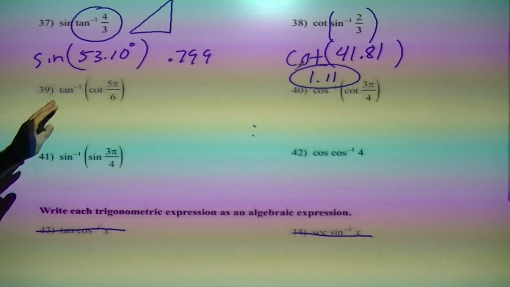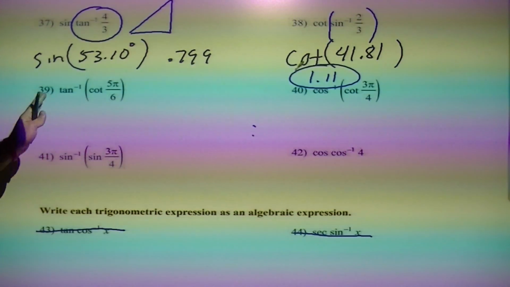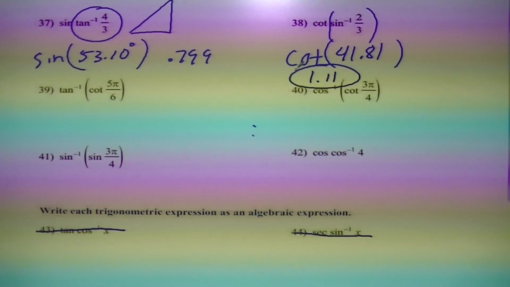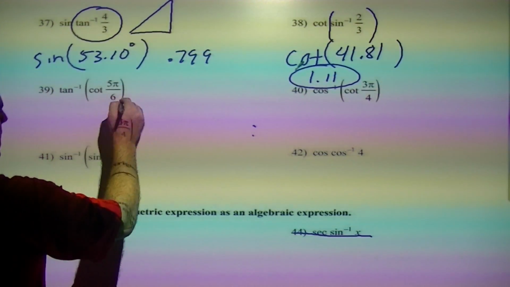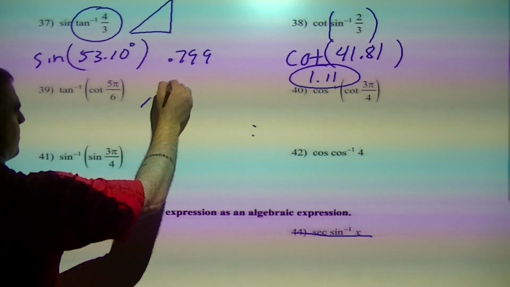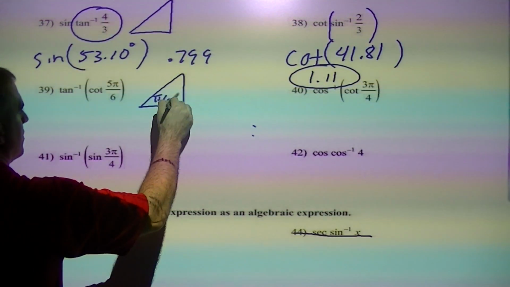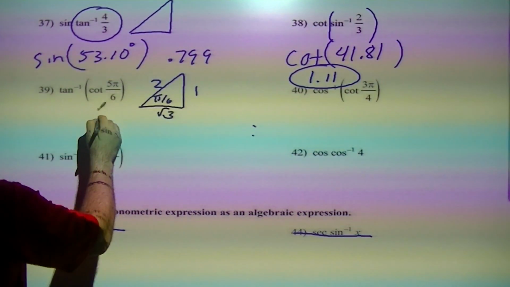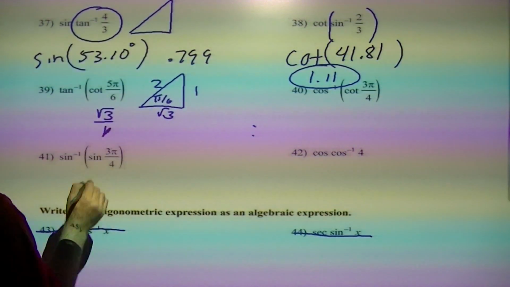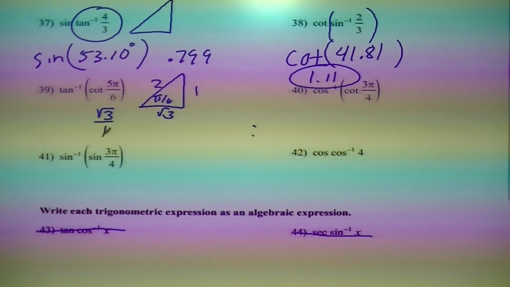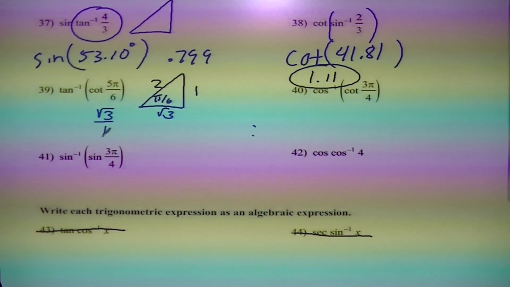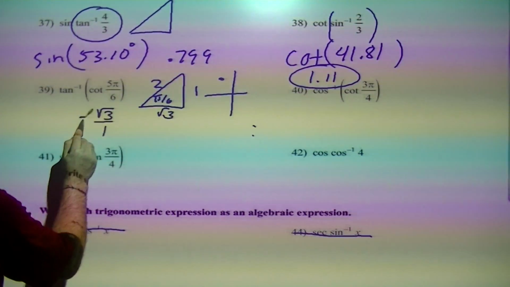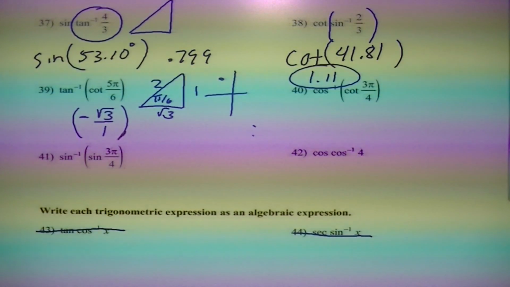Now, these ones you should be able to do without a calculator, these next 3. Because the cotangent of 5 pi over 6 traces back to the pi over 6 one, which is 1, square root of 3, and 2. Cotangent of that would be square root of 3 over 1. Since I would be in the 5 pi over 6, which would be here, I would be in the negative result there. So that would have to be negative.